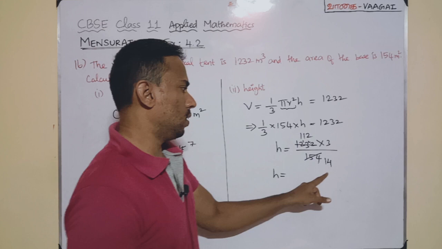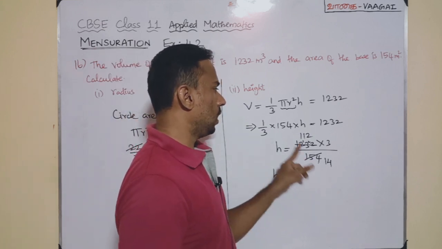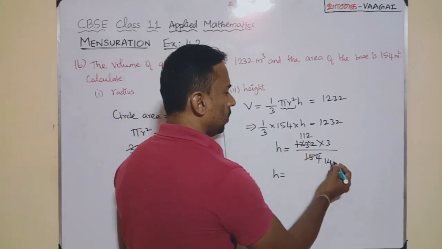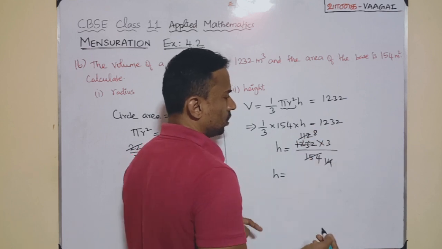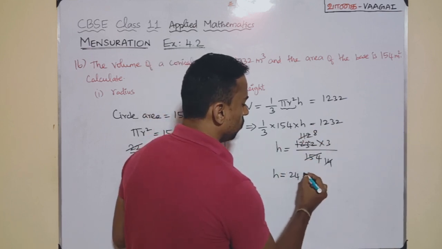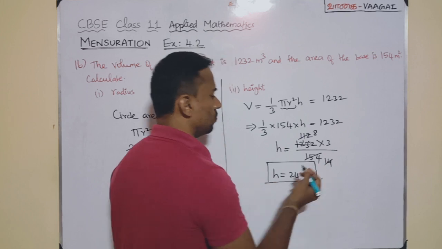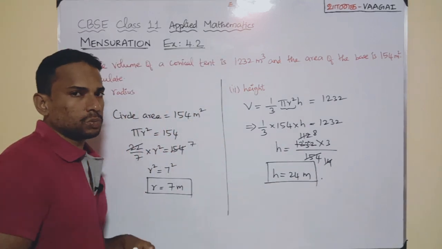Fine, yes. Now I have 14 and 112. So 14 and 112 will be exactly 8 times. So that's it. Now 8 threes are 24 meters. This will be the height. So we are able to solve this problem very easily, right?